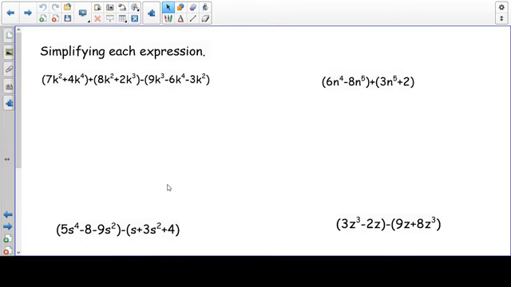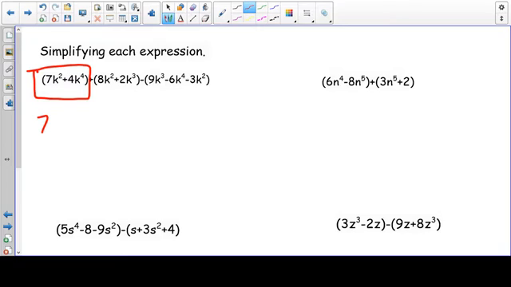All right, we're going to add and subtract these sets of polynomials. So when I take a look at the first group, I ask myself, is anything going on directly to this set of 2 terms first? No? Okay, so then I just have 7k squared plus 4k to the fourth.